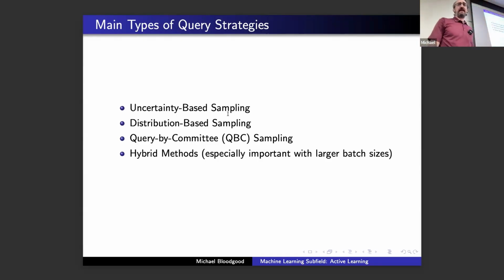So that's distribution-based sampling. Another one is called query by committee sampling. This is where you form an ensemble of models and you see where they disagree, and then that's where you query. Technically, I would view QBC, query by committee sampling, as a form of uncertainty sampling, but it is often treated as its own class. So I'll just put it there. And then the last one here is hybrid methods.